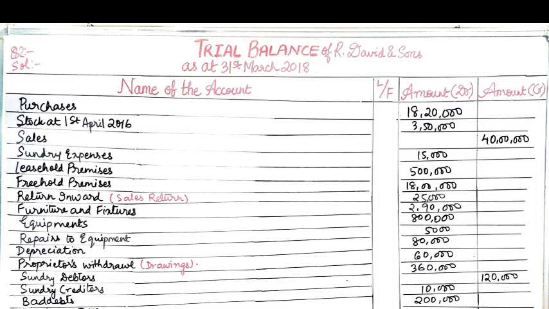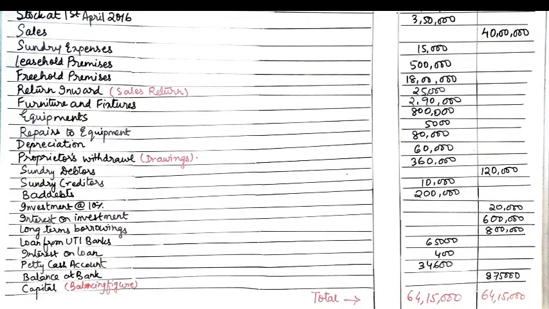Depreciation 80,000 debit balance. Withdrawal, that is the proprietor's withdrawal, is treated as drawing. It's a debit balance of 60,000. Sundry debtors debit balance 3,60,000. Creditors credit 1,20,000. Bad debt debit 10,000. Investment debit, that is 2 lakh. Interest on investment credit 20,000. Long-term borrowing 6 lakh credit. Loan from UTI 8 lakh credit. Interest on loan debit 65,000. Petty cash account debit 400.